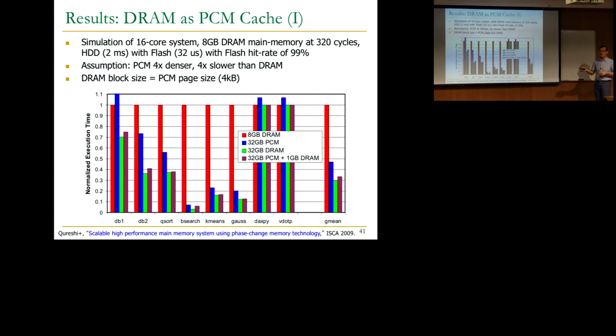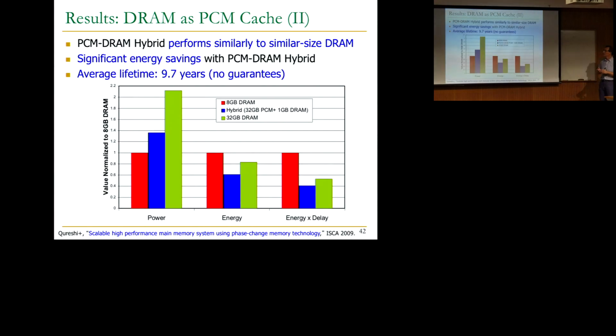I think this is a system-level perspective, which is really good to show. If it's really true that phase change memory is going to be much more dense at the same cost, you gain a lot of performance compared to the same cost DRAM. This paper also showed that the key takeaway is that a phase change memory DRAM hybrid performs similarly to a similar-sized DRAM. You get significant energy savings also. The energy is over here with the PCM DRAM hybrid. So this is 8 gigabyte DRAM, this is hybrid, and this is 32 gigabyte DRAM. The hybrid PCM DRAM is actually much more energy efficient, as you can see. They also look at energy delay product and power. The 32 gigabyte DRAM power is much higher, as you can see over here.